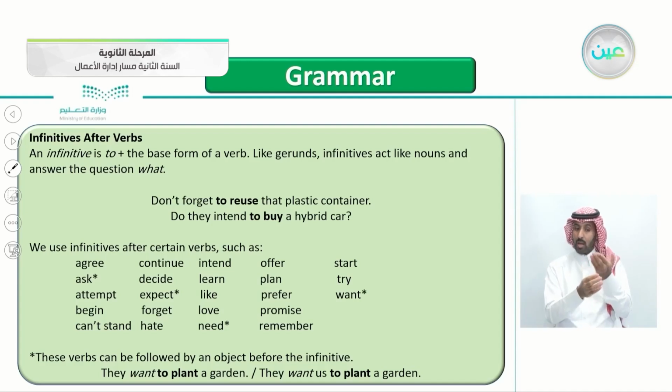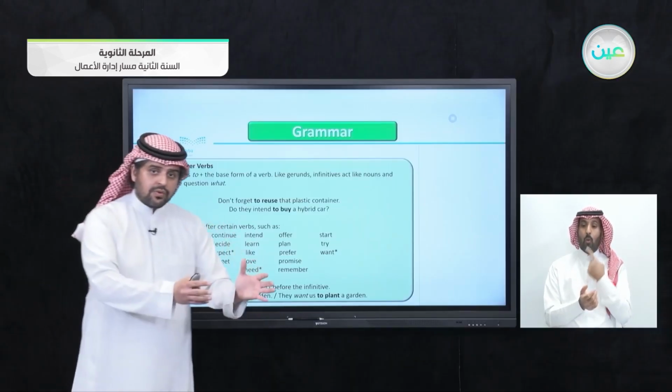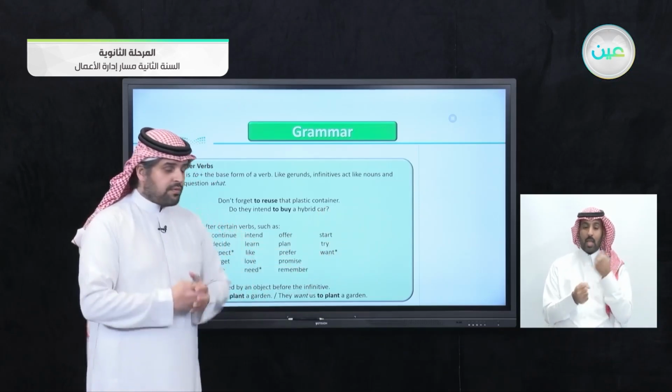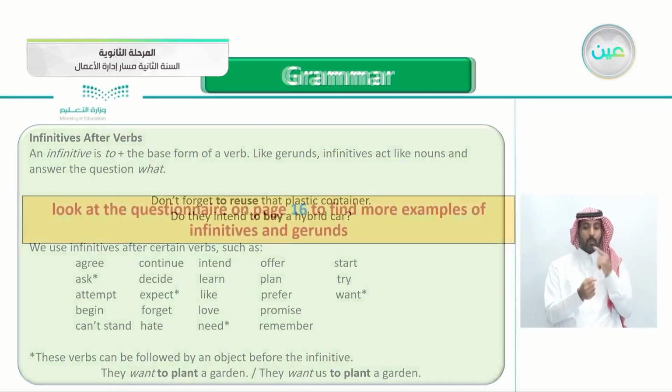For example, they want to plant a garden. You can put a subject before the infinitive. They want us to plant a garden. So with verbs such as ask, expect, need, and want, you can put an object before the infinitive. For example, when I say, I want you to go and get me something, you can put a subject before the infinitive.